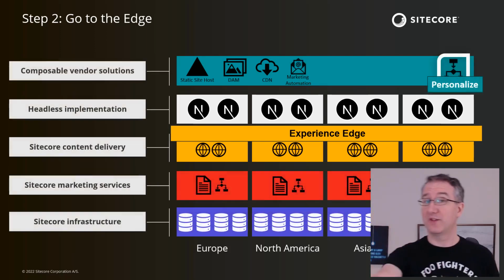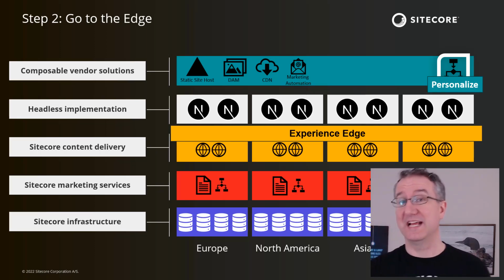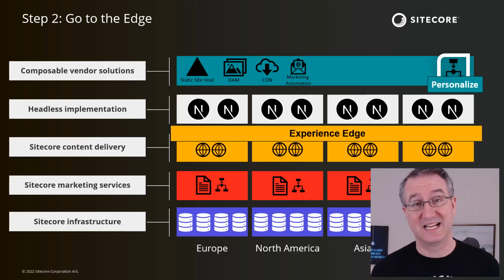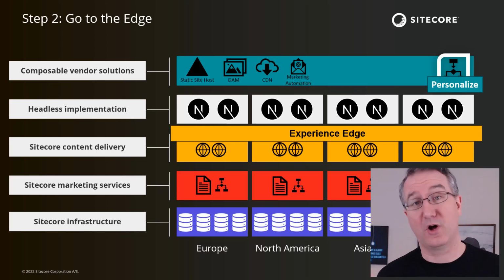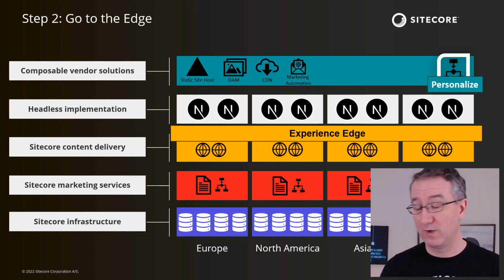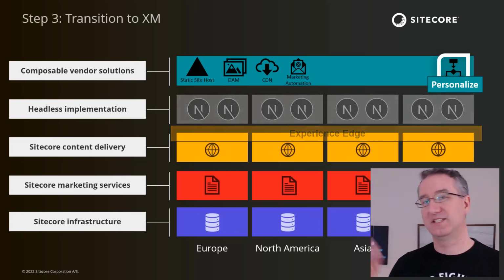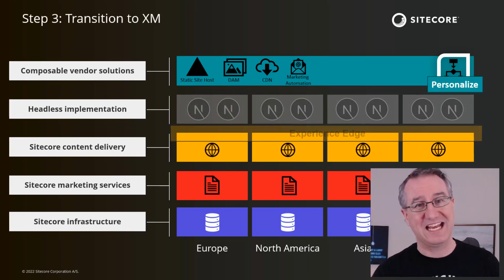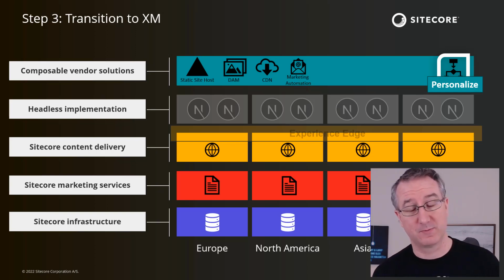Okay, we're going to draw another line. We're going to say we've gone to the edge. Everybody's good. We've reduced our content delivery. Now it's time to start ripping out all that XP infrastructure. We want to get rid of XConnect and XDB shards, and we want to get rid of all the personalization rules. We don't want anything from XP still running after this.